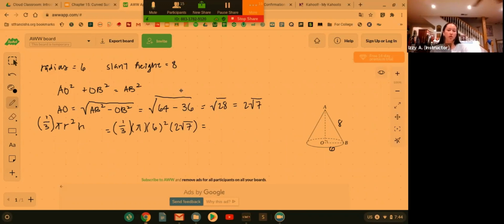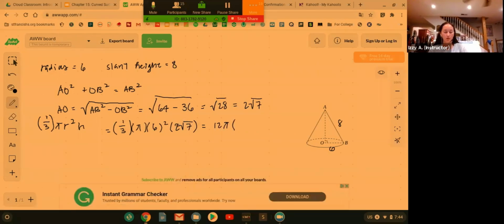Okay, so 36 divided by 3, so then you would get 12 pi. I'm going to multiply the 2 back, or plug it back into the square root, so that'll be 4 times 7, which is square root 28. Or actually, no, what am I doing? You can just multiply 2 times square root of 7. So then you would have 12 pi times 2 square root of 7. So that's going to be 24 pi times the square root of 7. And that will be your final answer.